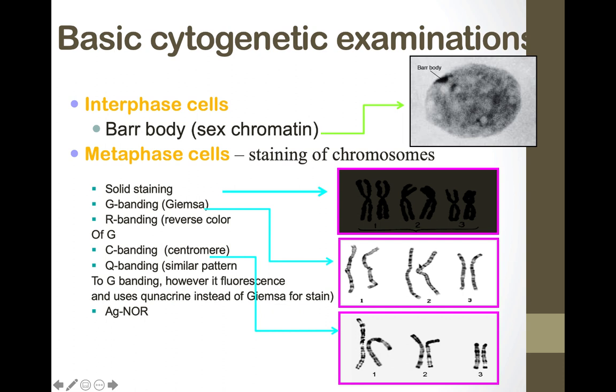So basic cytogenetic examination is between interphase and metaphase. Each phase region usually has an application, but metaphase is what we usually use to visualize a chromosome. There are other disorders that you can use interphase for, or other parts of the cell cycle, so you can visualize different types of illnesses or abnormalities.